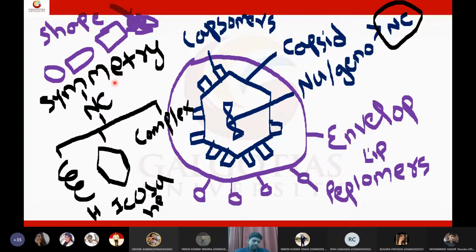Then virus also has symmetry. What is symmetry? Symmetry means the shape of the nucleocapsid. Our nucleocapsid will come in three different shapes: helical symmetry, icosahedral symmetry, and complex symmetry. And the overall shape of the virus is also of three types. They can be spherical, rod shaped, or brick shaped. So these are the three shapes of the virus: spherical, rod, or brick. Whereas for symmetry, we have helical symmetry, icosahedral symmetry, and complex symmetry.